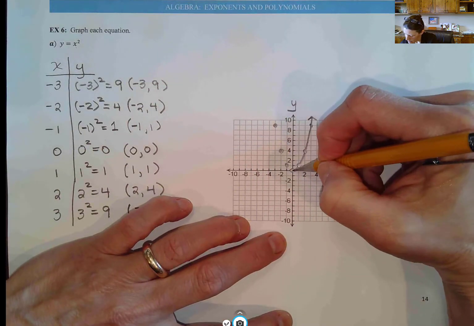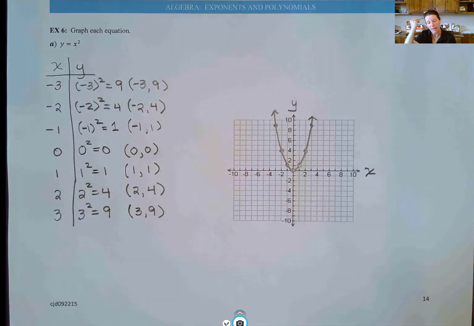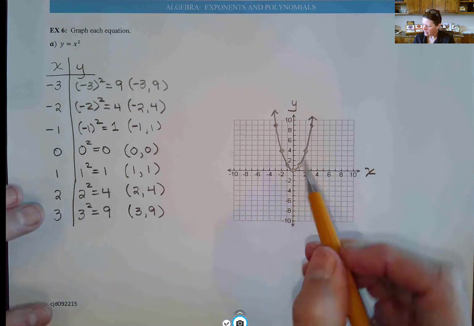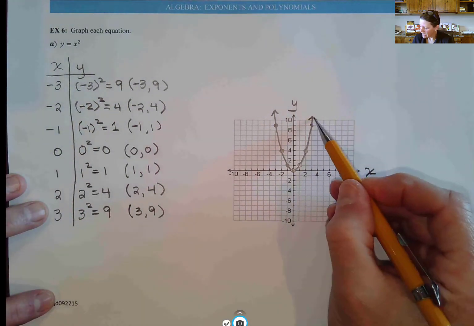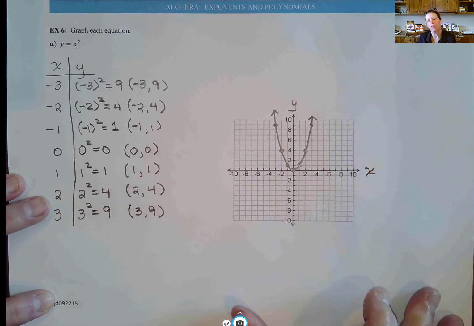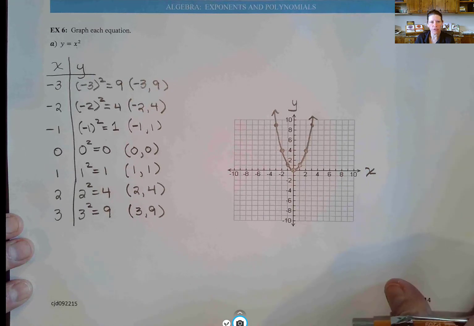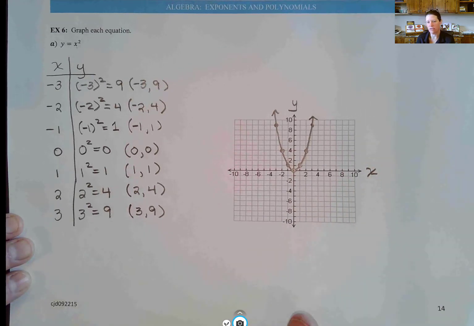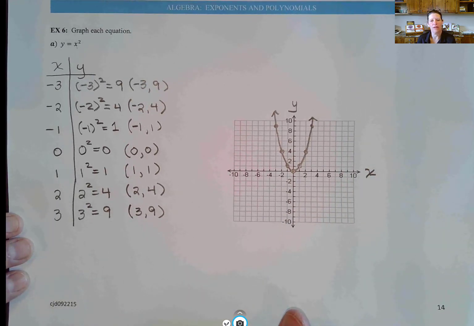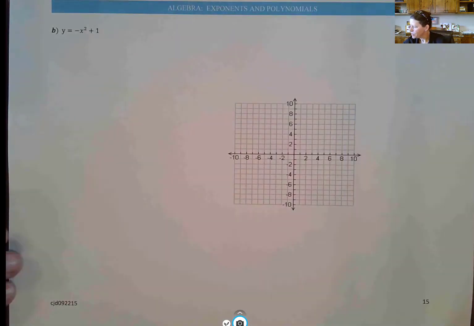And we see some symmetry in this graph, which is called a parabola, actually. Notice that it looks the same on the right side of the y-axis as it does on the left. We say it's symmetrical about the y-axis. So that's your most basic of graphs of parabolas, y equal x squared. We call this a polynomial type equation.